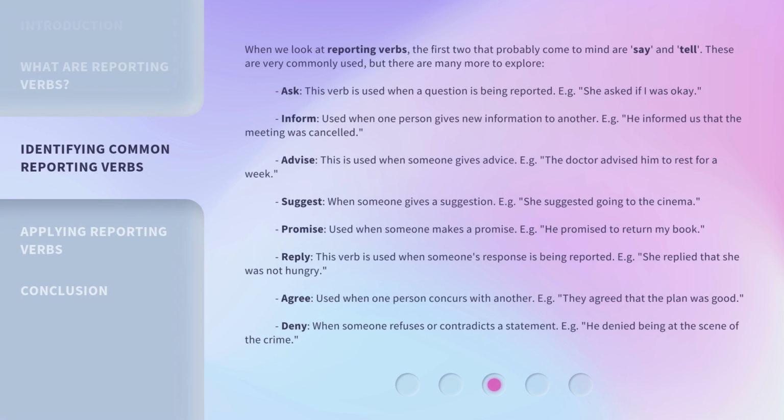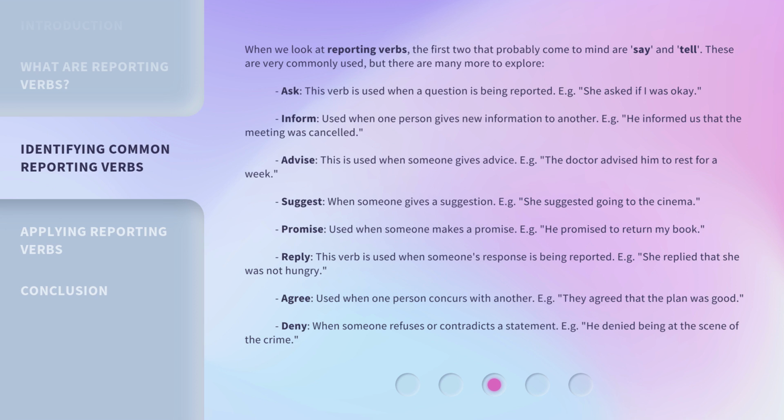When we look at reporting verbs, the first two that probably come to mind are say and tell. These are very commonly used, but there are many more to explore. Ask. This verb is used when a question is being reported. E.g., she asked if I was okay. Inform. Used when one person gives new information to another. E.g., he informed us that the meeting was cancelled.